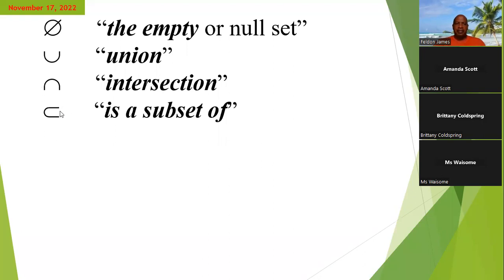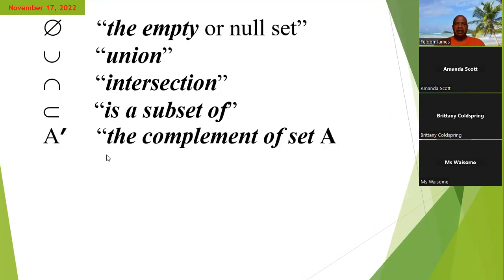Now this sideways looking N is also another symbol used to denote a subset of. Just in a similar way to how the union and the intersection are used, it is used between members and the set itself. So you will see more of how these symbols are used as we move along.